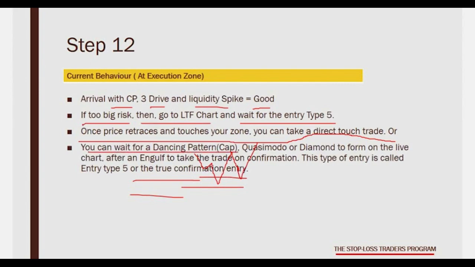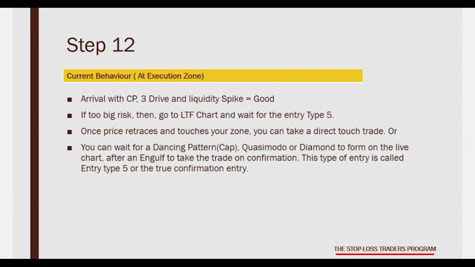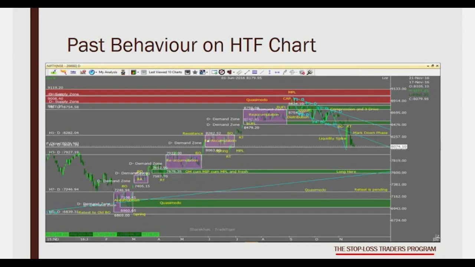Once price retraces and touches your zone, you can take a direct touch trade. So once entry type 5 has happened, you can directly take a touch trade there. Or you can take a touch trade here, or you can wait for this formation in the lower time frame to happen, and then take the trade there. So this is also called the entry type 5. So is this clear, friends? Nothing more, just on arrival what you need to check, or what you should look for.